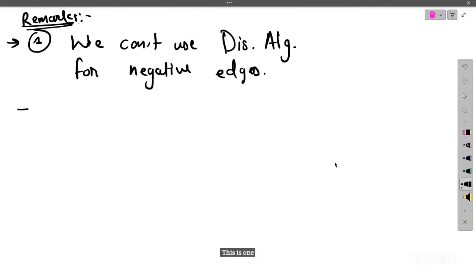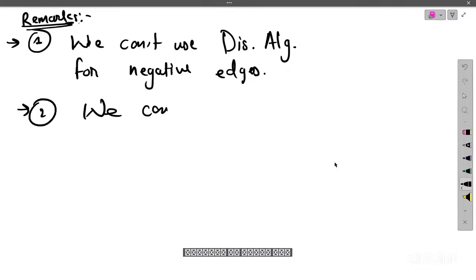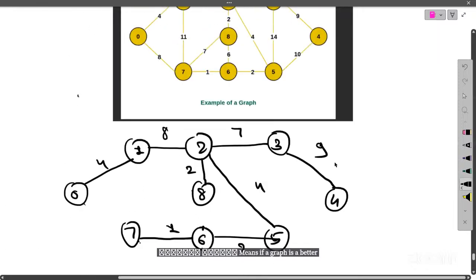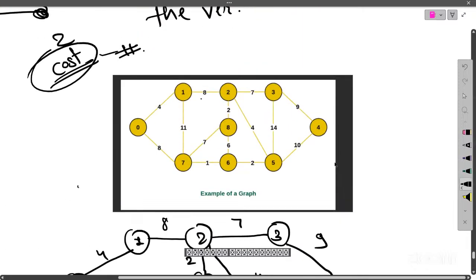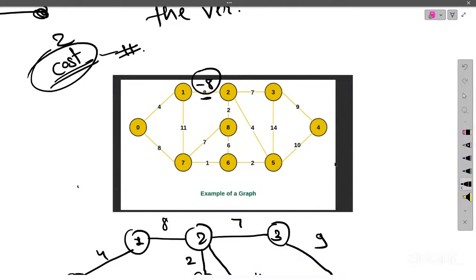This is one remark. The second remark is: Ma'am, what is a negative edge? A negative weight edge means, if a graph is a weighted graph, suppose this is a weighted graph, and here in place of weight 8, if I have -8 as the weight of this particular edge, then it's a negative weight edge.